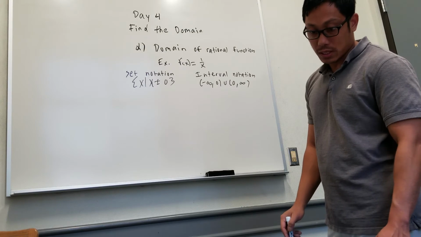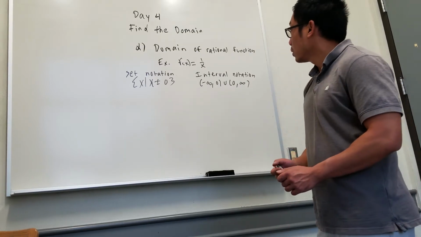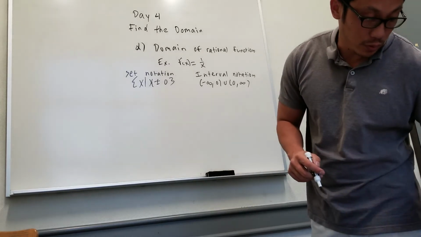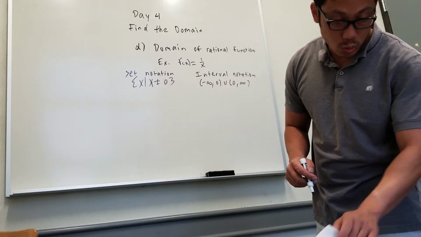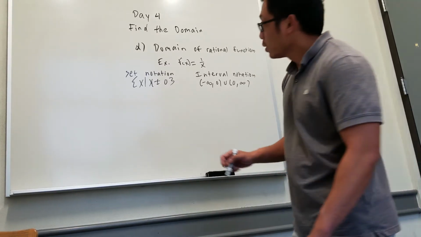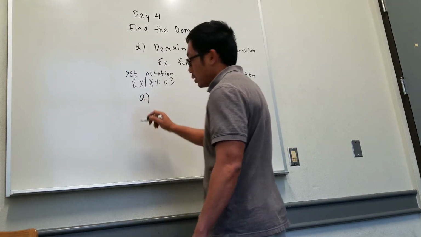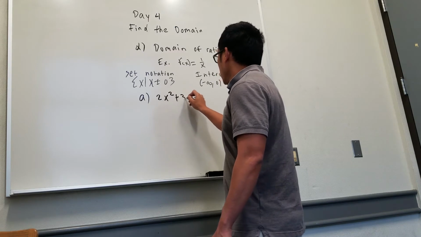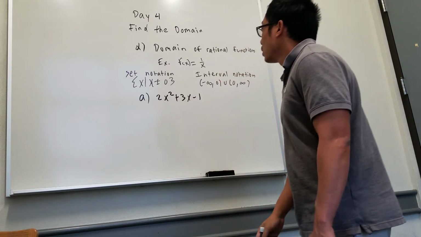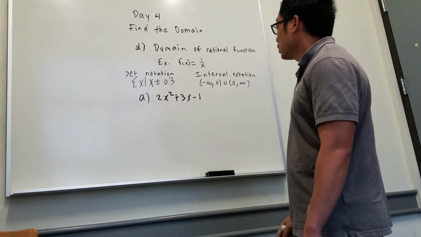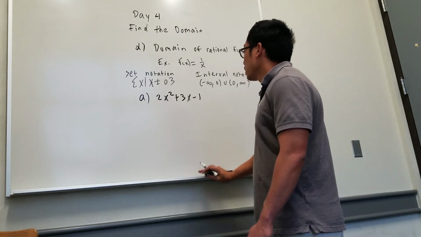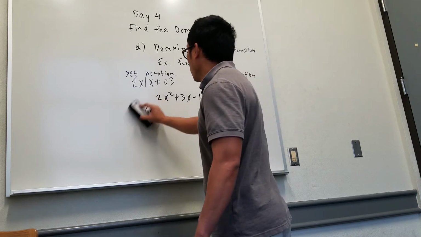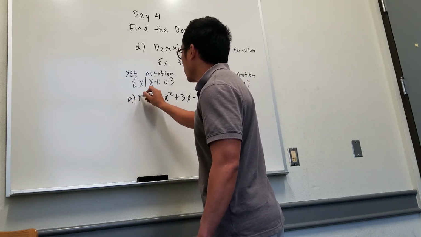So let's do some examples. Let's do a 2x squared. Find the domain of these functions. Well, it doesn't have to be a function, we just want to know the domain of this. But to be more precise, why not? Let's just put an f of x, right?